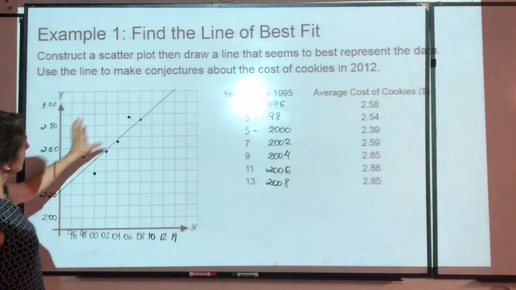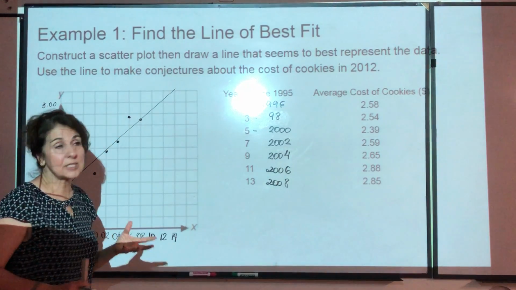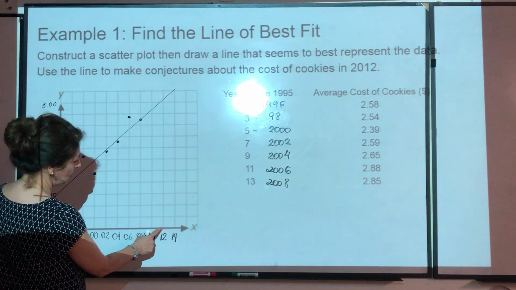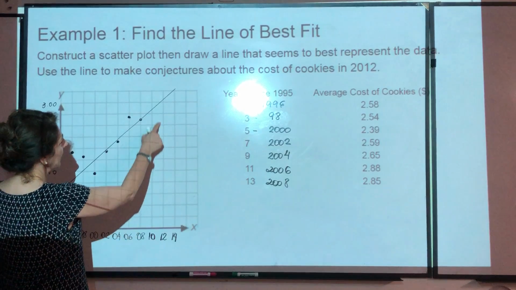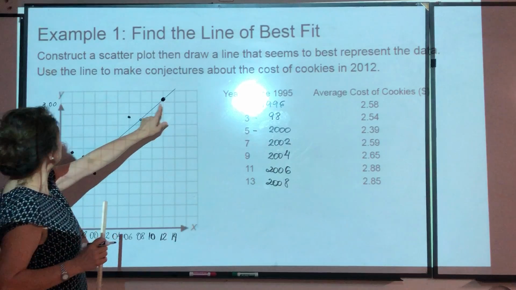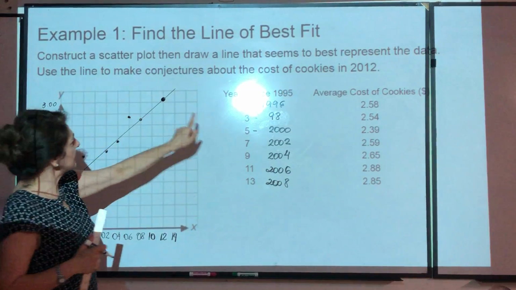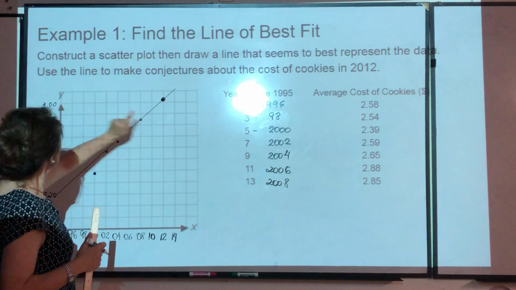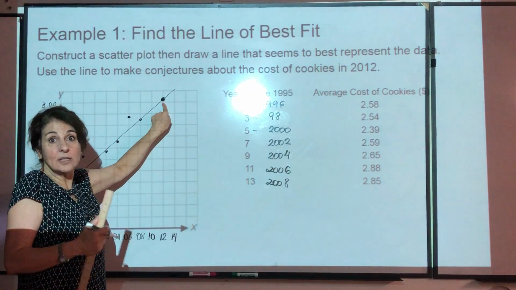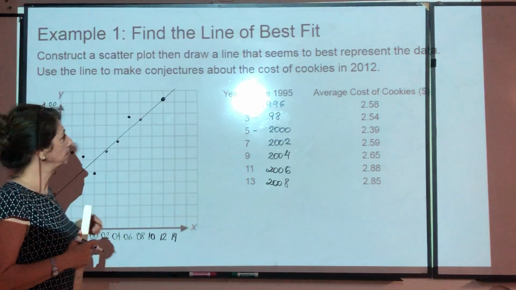So using this line over here, what conjecture or what prediction can I make about the cost of cookies in 2012? So if I come here to 2012, my year here, and I follow my line, see, if I draw the point where my line is, I am going to say that the cookies in 2012 are going to cost at least $3. So this is one conclusion that I make with the line of best fit for this example over here.